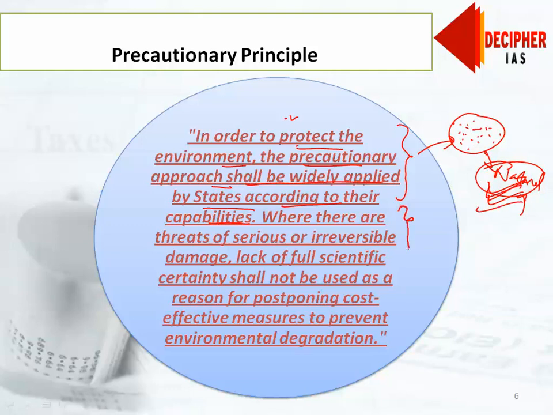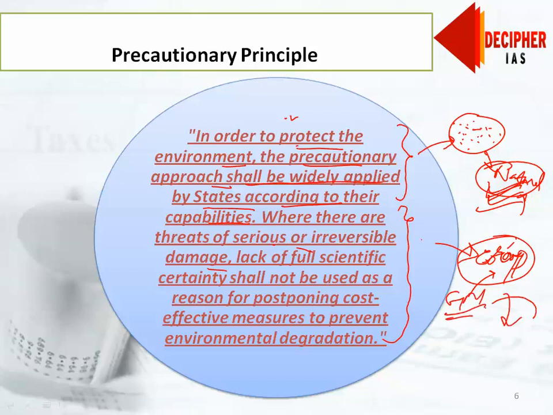Then it says it applies where there are threats of serious or irreversible damage. That is, suppose the gene pool of an indigenous breed or crop is damaged, in the sense that it is infiltrated by the GM gene pool. Then we can't take it back, because once it spreads in the environment, it can't be taken back.